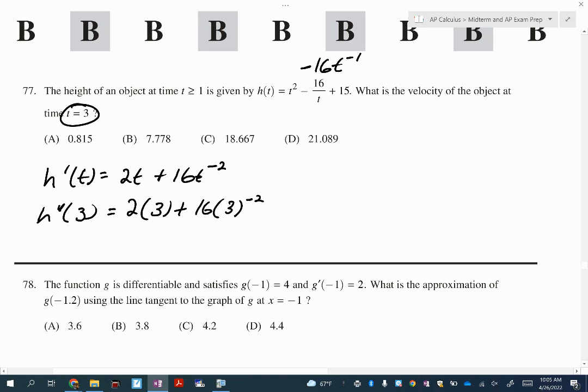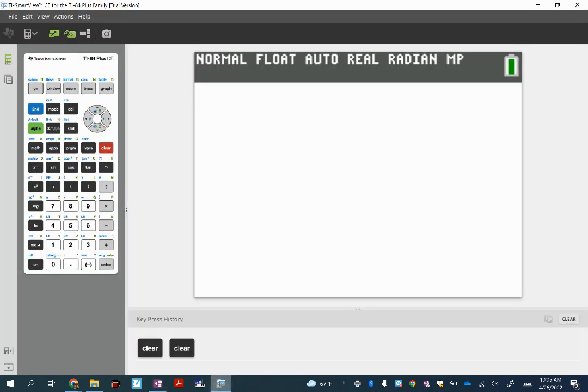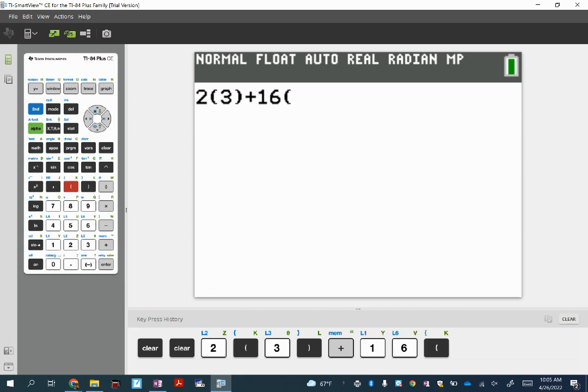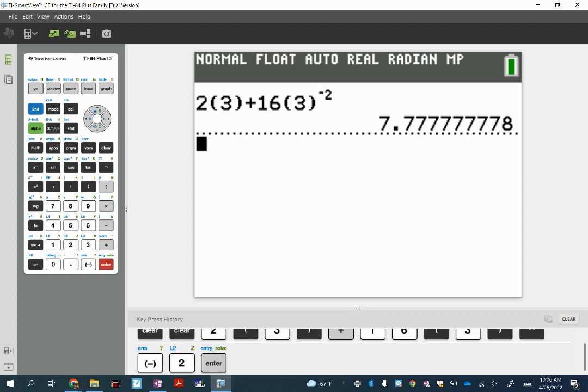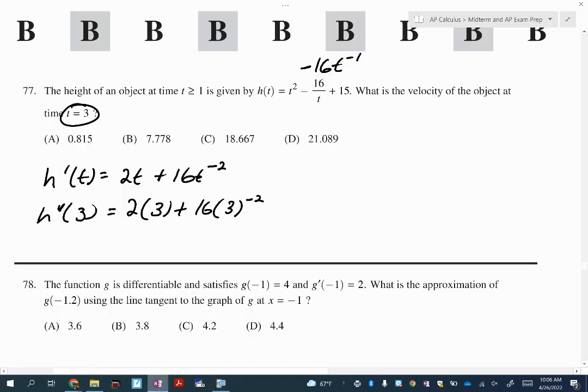All right, so I'm going to go to the calculator and I'm going to type in 2 times 3 plus 16 times 3 to the negative second power. All right, so the answer is 7.7 repeating, which in this case is 7.778.